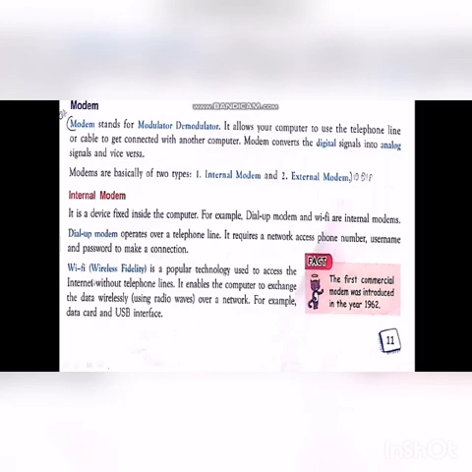Now the next one is the Wi-Fi, wireless fidelity. It is a popular technology nowadays used.